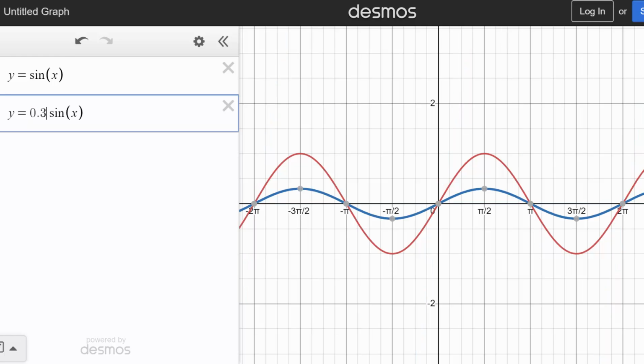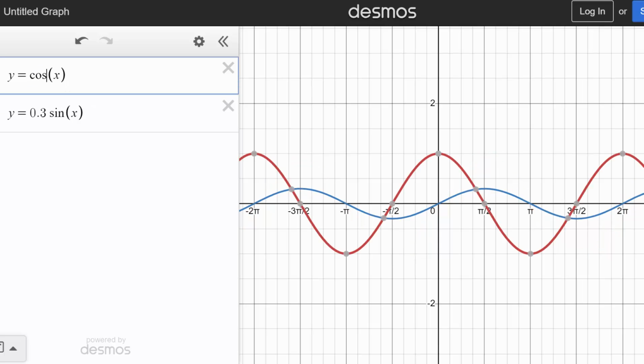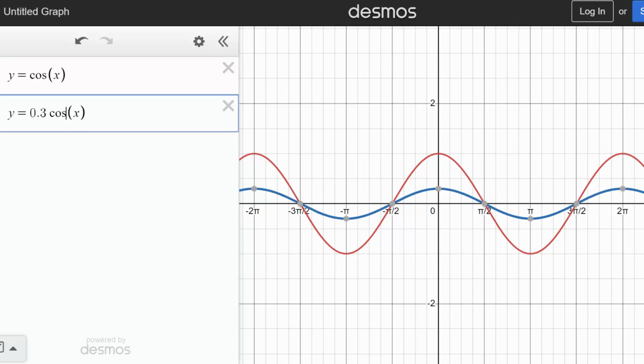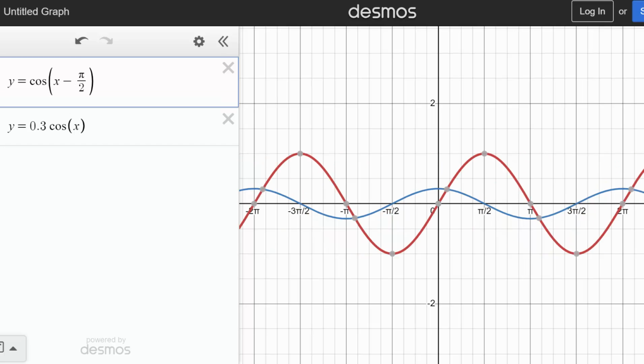Let's look at 3/10. We can see that it compresses the function, and now its amplitude, its maximum value will be at 0.3, and that's a distance of 0.3 from that midline. And like I mentioned, we can also look at the cosine function. It won't change anything except that our function will be shifted. But you can see the cosine is just like the sine function. It's just shifted pi over 2 radians. In fact, if we shift on the inside, we just get back that sine function.